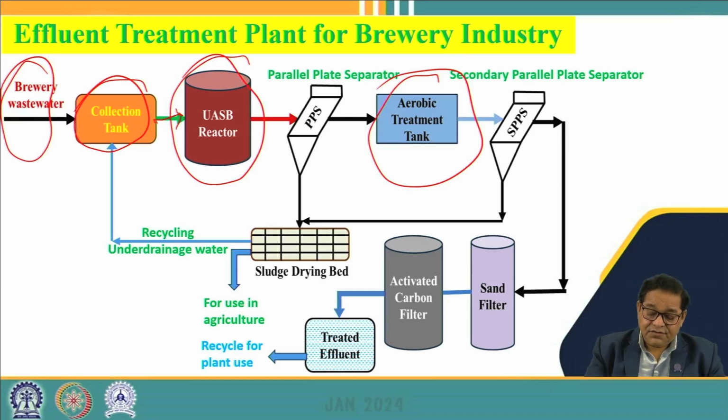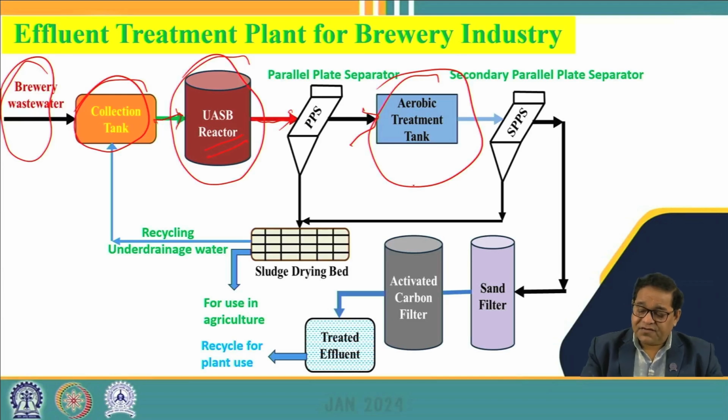So here this USB reactor is used where the wastewater is anaerobically treated, and after this treatment the effluent is taken out and sent to the parallel plate separators, where the biological sludge is separated from the rest of the treated effluent. Then this treated effluent is taken for the aerobic treatment process, where we can use the activated sludge process. We mostly use the activated sludge process, but some brewery industries also have a trickling filter in place for the aerobic treatment of this brewery effluent.